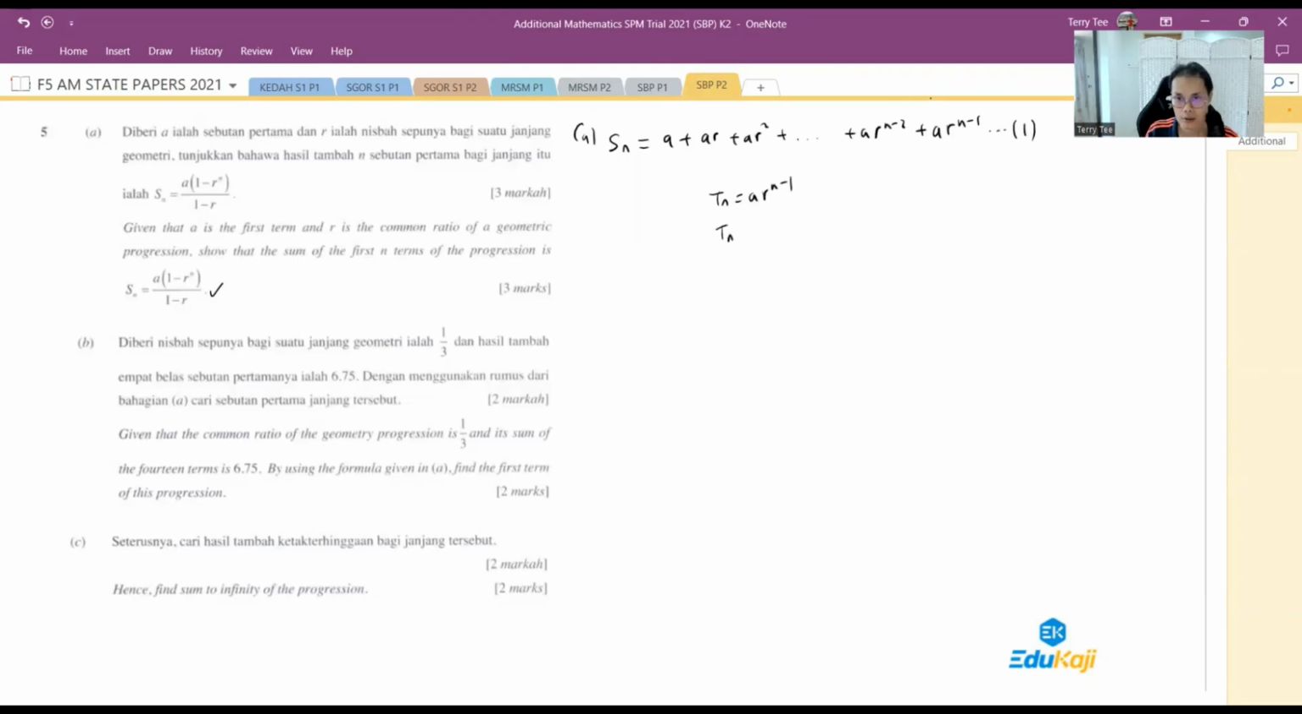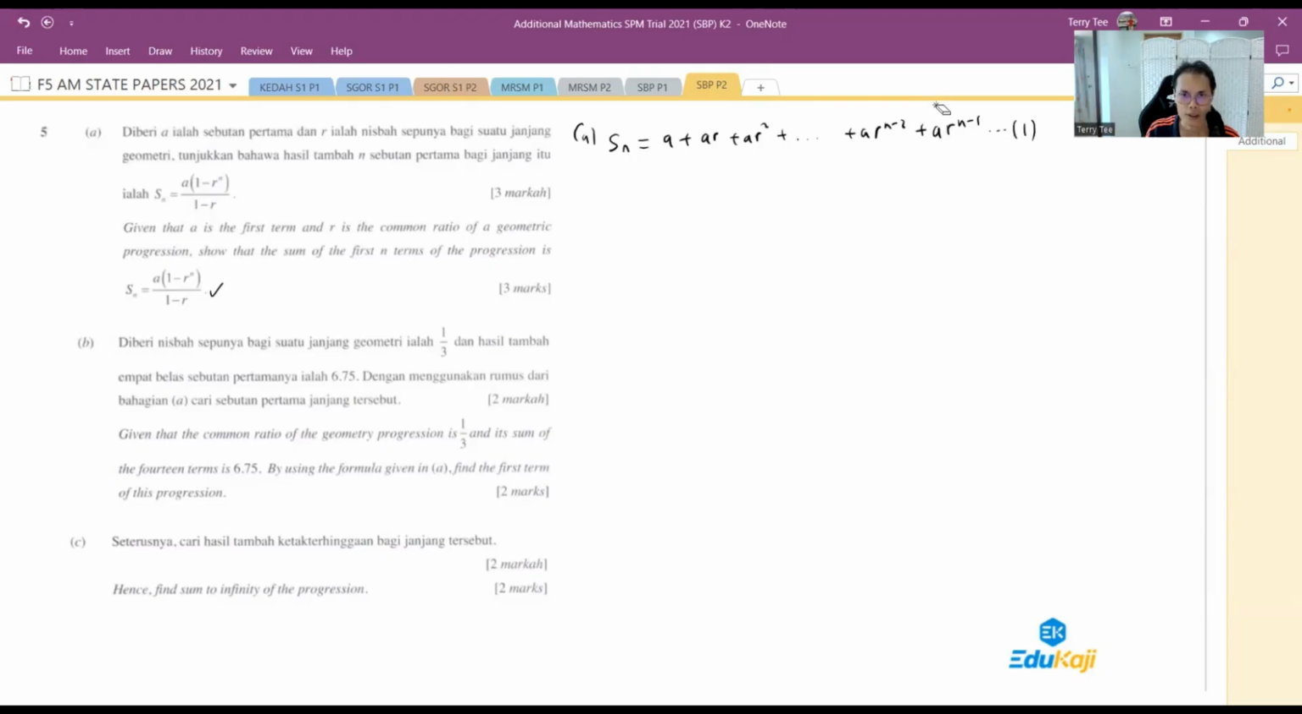So the second last term will be AR^(n-1-1), that gives us AR^(n-2). That's why I wrote this as AR^(n-2). Okay, in order to derive this formula, I need to get rid of all the sum in between. So I would take equation 1 multiplied by R. I get R S_n.